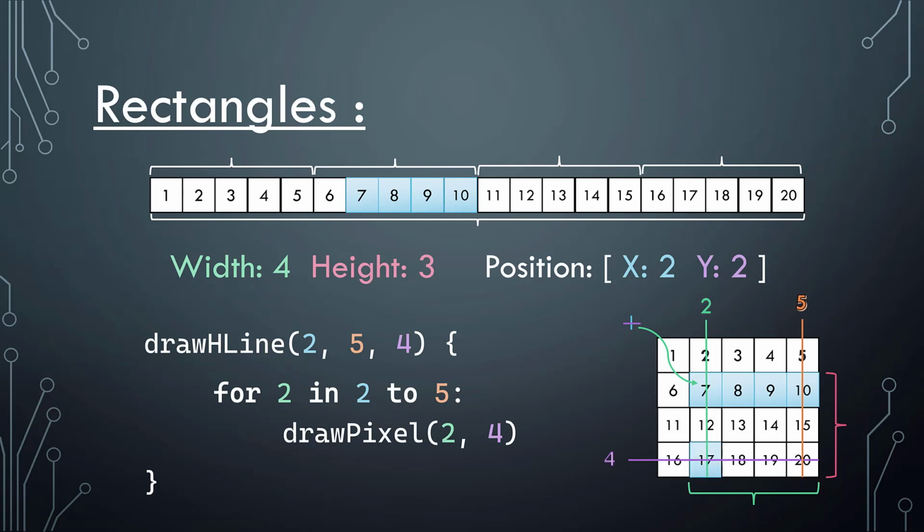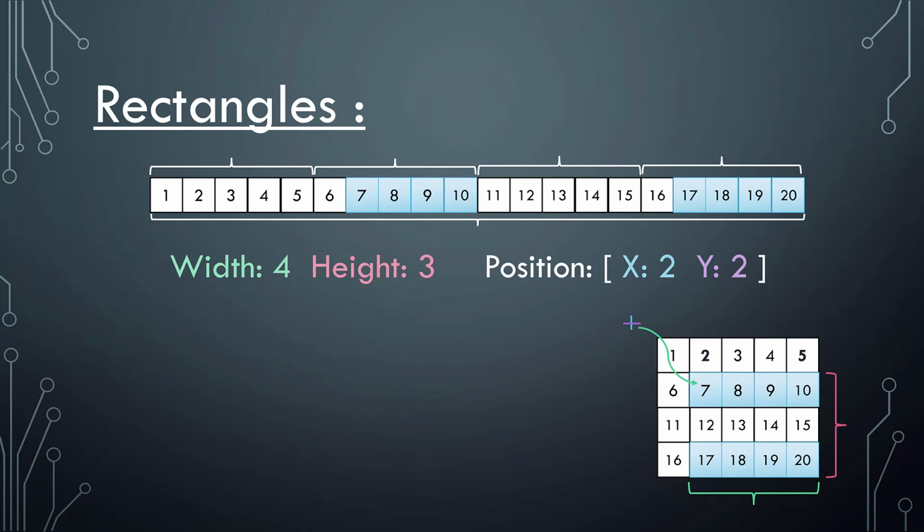Again, it's going to be the same thing, just a different row. So we're marking wherever we're intersecting and putting pixels in each intersection at that row 4 all the way up to column number 5. Okay, so now we have the two horizontal lines. Now let's talk about drawing vertical lines.